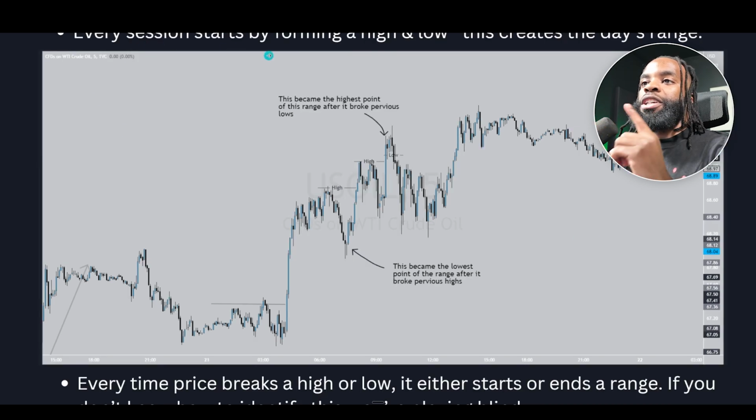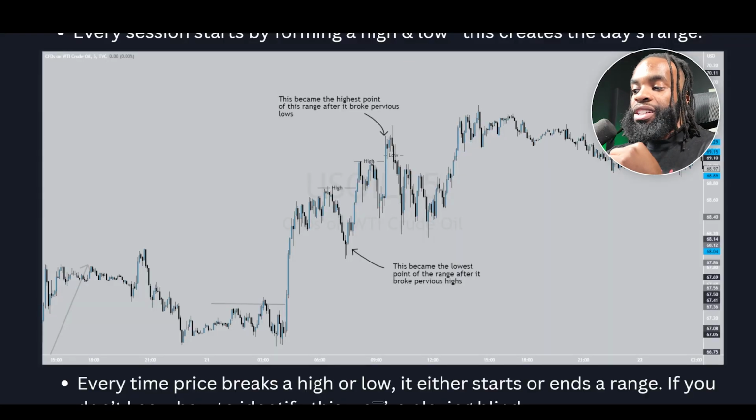Looking here, every session starts by forming a high and a low. This creates the daily range. Every time price breaks a high or a low, it either starts or ends a range. If you don't know how to identify this, you're basically playing blind.